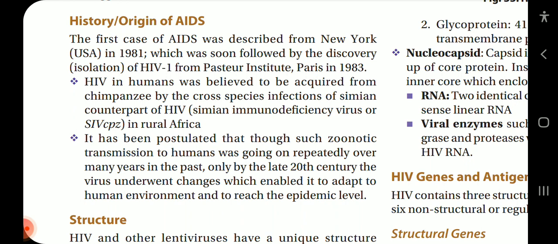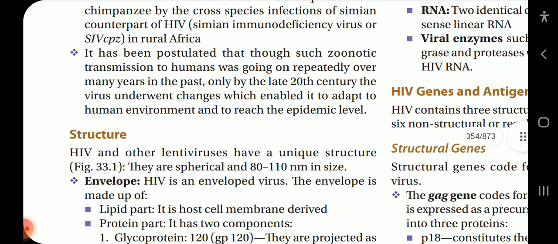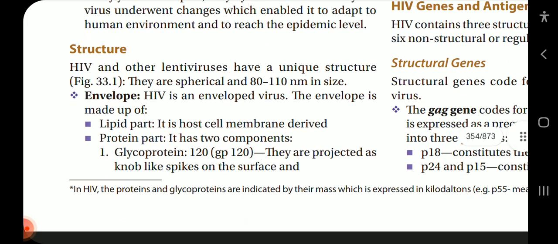HIV in humans was believed to be acquired from chimpanzees by cross-species transmission of the simian counterpart of HIV, simian immunodeficiency virus or SIV-CPZ, in rural Africa. It has been postulated that though zoonotic transmission to humans was going on repeatedly over many years in the past, only by the late 20th century the virus underwent changes which enabled it to adapt to the human environment and reach the epidemic level.